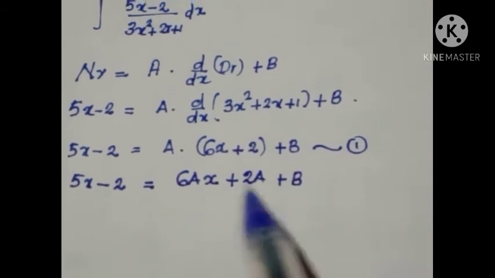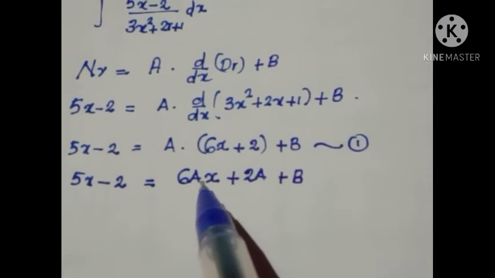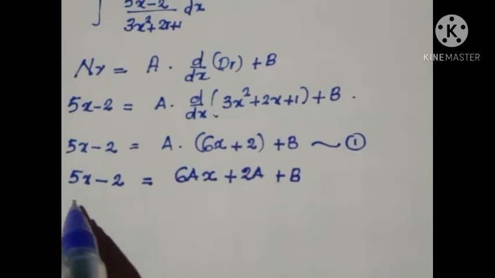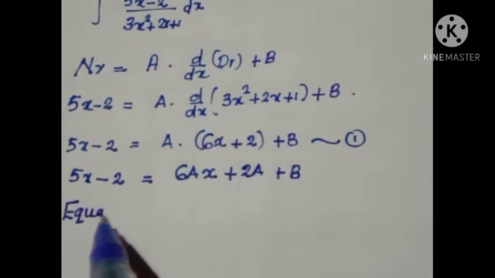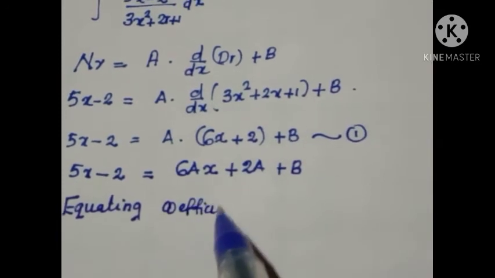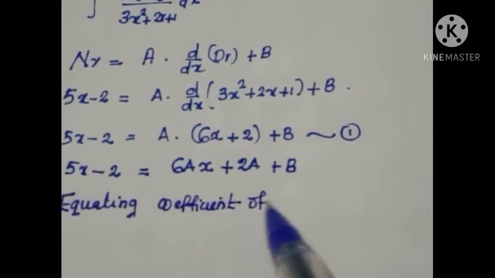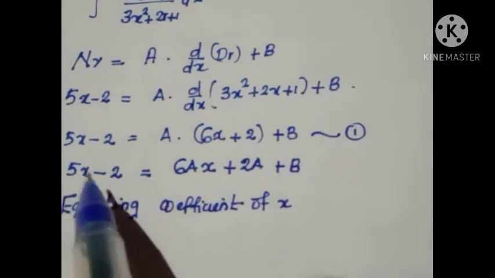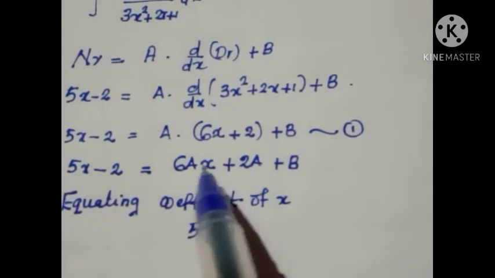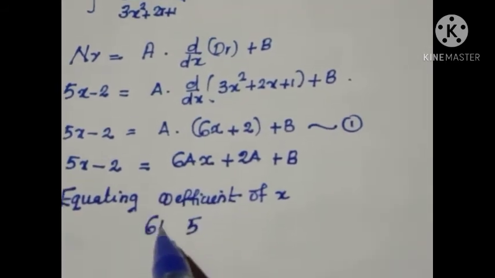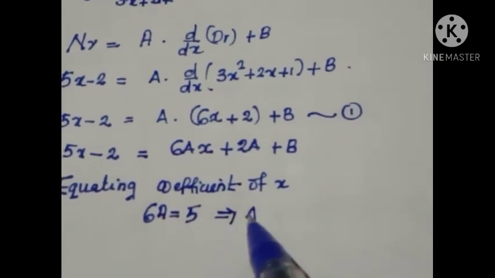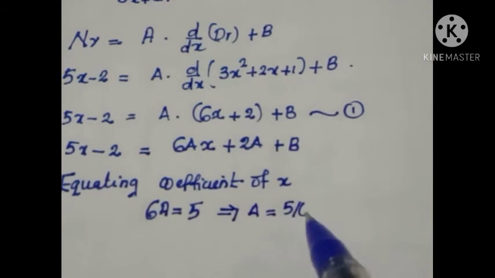From here we have to find a and b. For this, just equate the coefficient of x. On the left side the coefficient of x is 5 and on the right side the coefficient of x is 6a. So 6a equals 5, and from here a is 5 by 6.